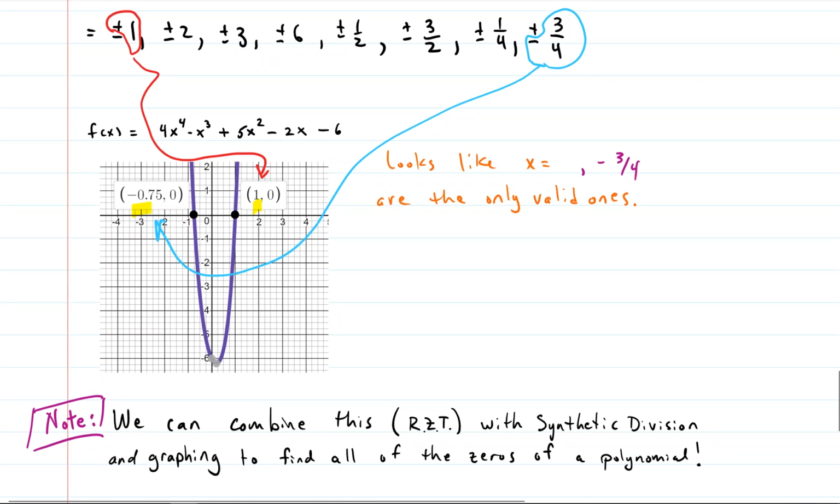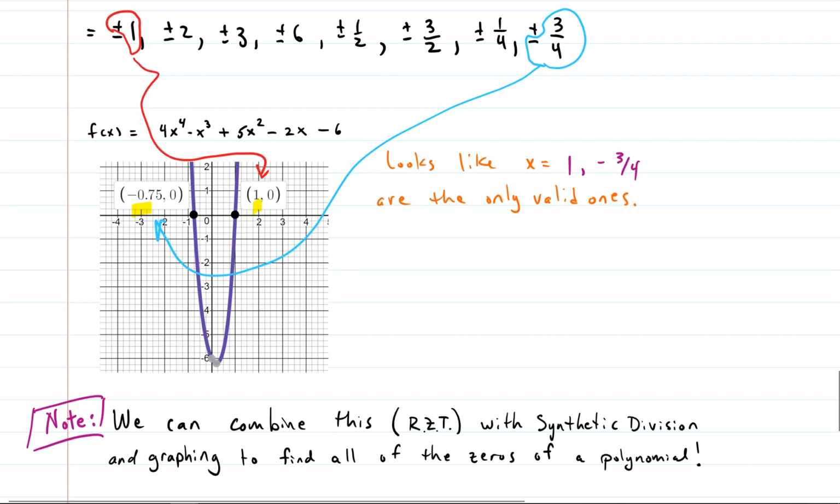I'm going to rewrite that 1 because it's a pretty terrible one. There you go. Perfect. Just a note, we can combine what we're doing here with synthetic division and graphing to actually help us find all the zeros of polynomials. And that's the discussion that we have in a different video. So if you want to check that out, then you're welcome to check out the video entitled Finding All the Zeros of a Polynomial.